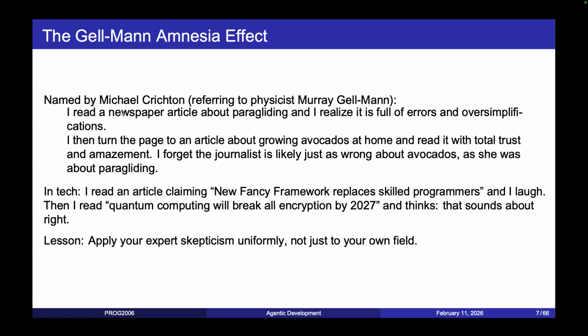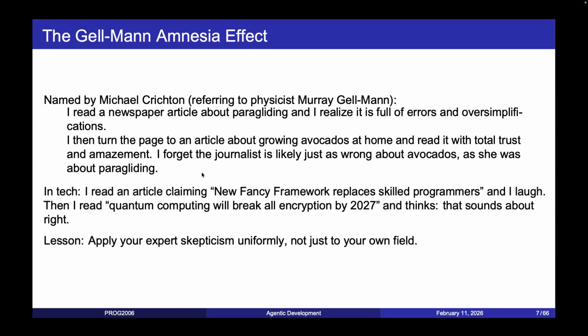if I read an article about paragliding, I see all the problems with it. I see all the assumptions and all the wrong assumptions and all the mistakes and all the simplifications. And then I turn the page and I read about growing avocados and it's like, wow, it's amazing. I want to grow avocados at home and so on, right? Because I don't see the details. I'm not an expert avocado person. So I'm glossing over all the details.